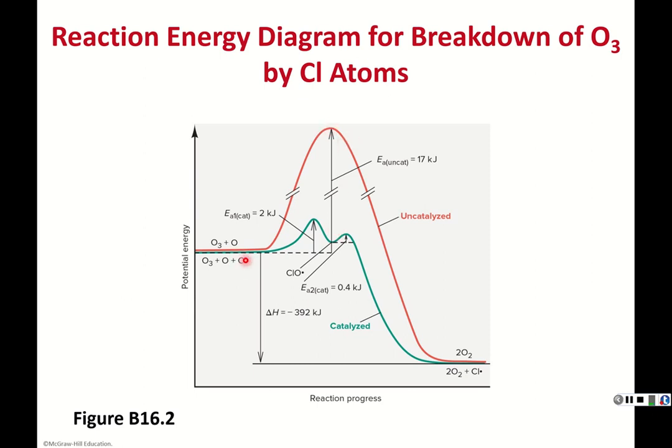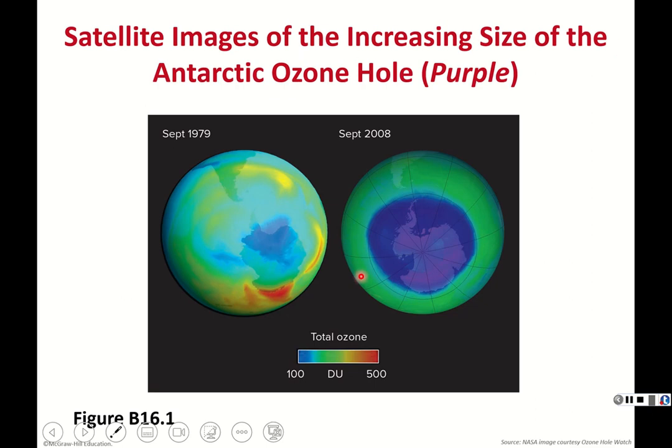Chlorine, specifically Cl dot, can catalyze this reaction by creating this transition state or intermediate here, ClO dot. Okay? And that lowers the activation energy to 2 kilojoules. So you're going from 17 kilojoules to 2 kilojoules. So that speeds this reaction up a very great deal. Okay? And why is that important? Well, if you have a lot of these chlorine molecules in the air, it's going to deplete the ozone.